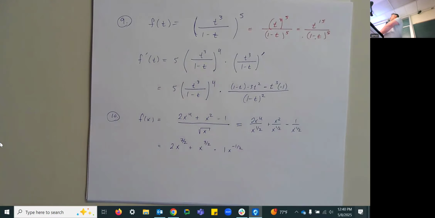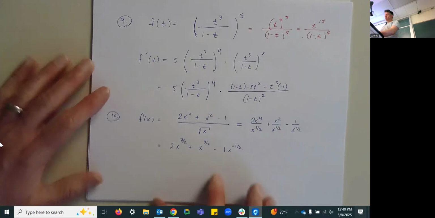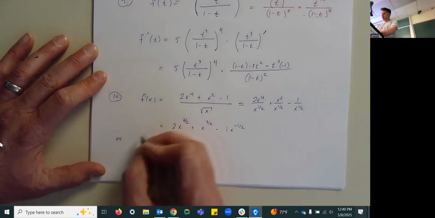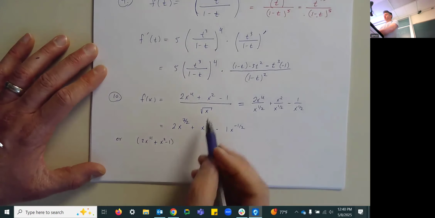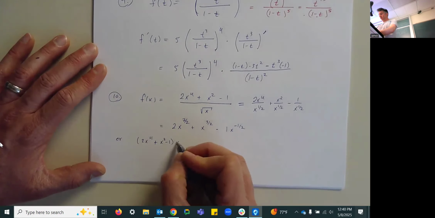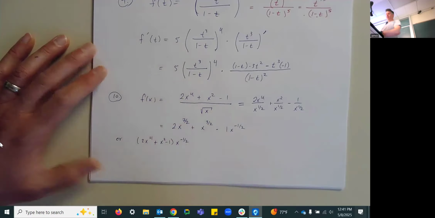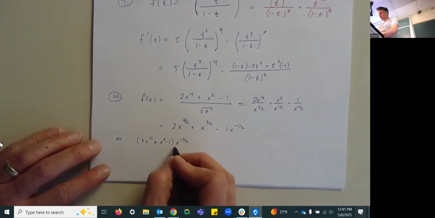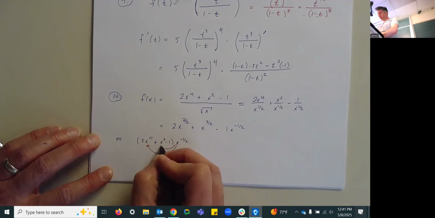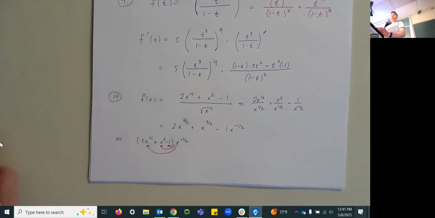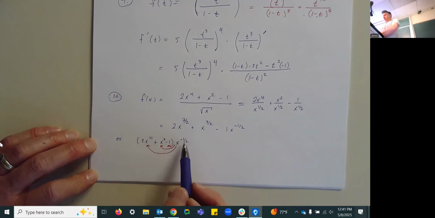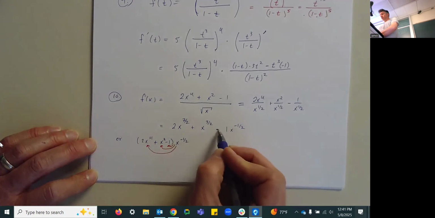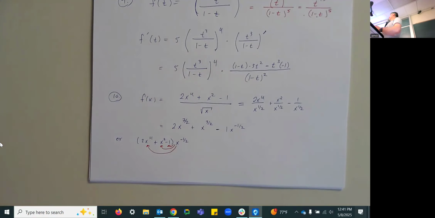If you don't like doing it this way, I'll point out you have another option. You could also think of it as 2x to the fourth plus x squared minus 1, and instead of divided by x to the 1/2, it's all multiplied by x to the -1/2. But then you have to distribute that x to the -1/2 to each of your three terms. And you end up getting the same thing. 4 minus 1/2 gives you a power of 7/2. 2 minus 1/2 gives you a power of 3/2. And -1 times x to the -1/2 just gives you a -1 times x to the -1/2. Either way you want to think of it is fine.